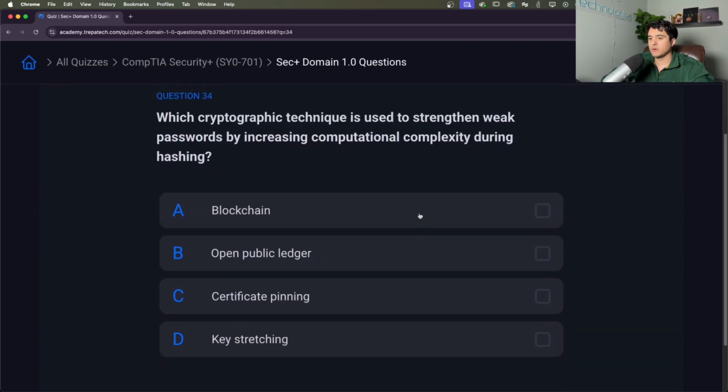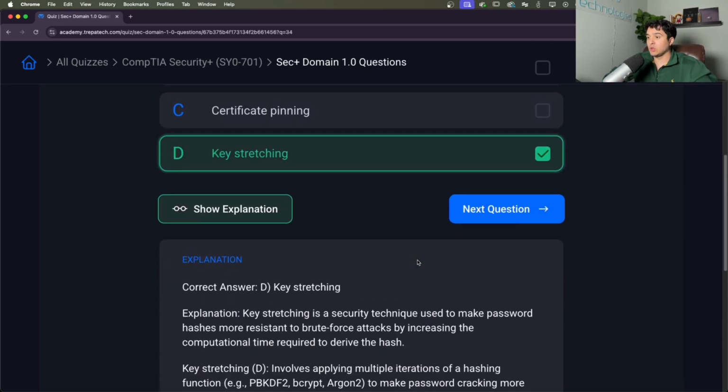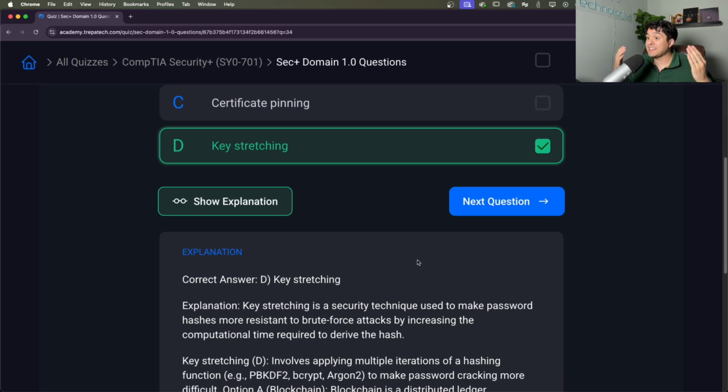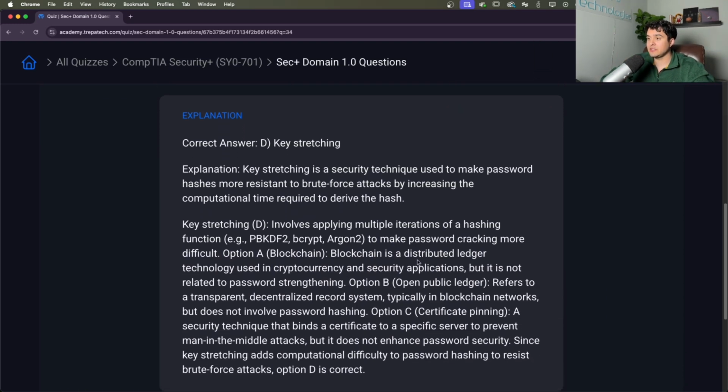Question 34. Which cryptographic technique is used to strengthen weak passwords by increasing computational complexity during hashing? So essentially, how do we make hashing stronger? That's what this question is asking. And we're going to go with D. That's key stretching. The longer the key, the more secure something is. Pause the video if you'd like to read the explanation.